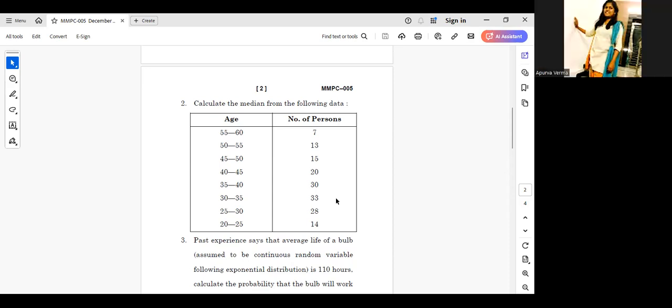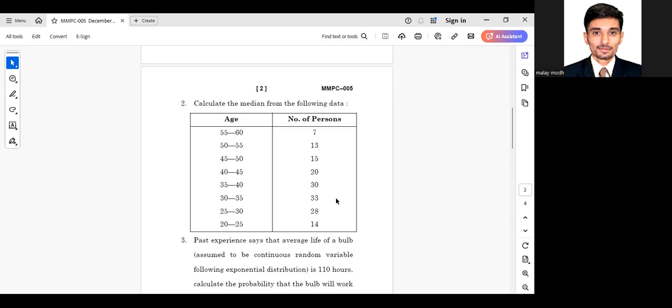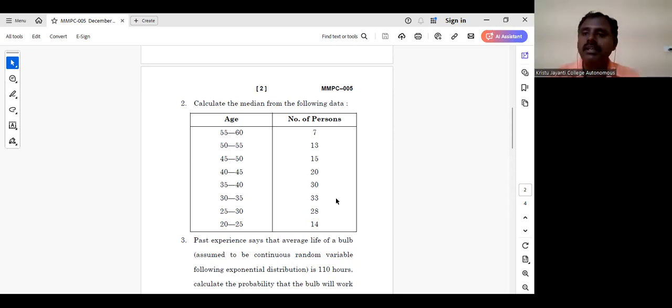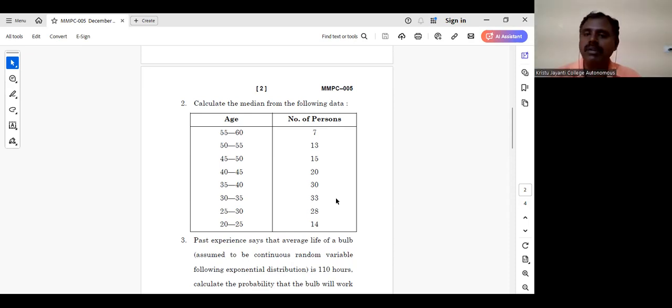Okay. Now, what is the F value? F is frequency, the frequency of the median class. So for the median class, what is the frequency? 30. What was originally given, that value you have to take. So frequency of the median class is 30. F value is 30.